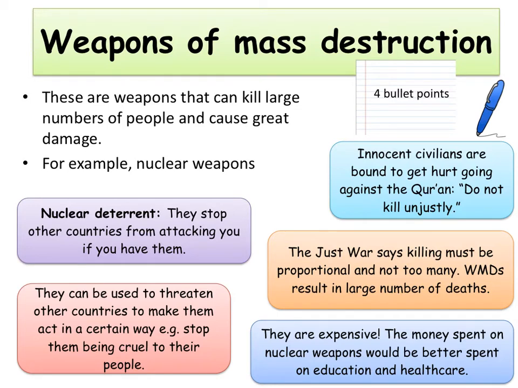Nuclear weapons and weapons of mass destruction can also be used to threaten other countries and make them act in a certain way. For example, it could stop them from being cruel to their people. However, it could also mean that you're threatening those countries in order to give you things that you think you deserve. They could be a way of exploiting other countries and taking advantage of them.